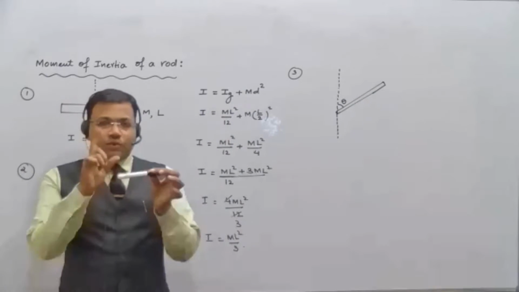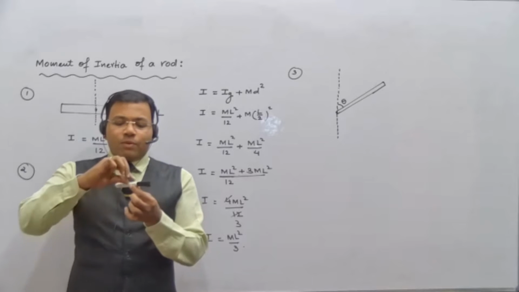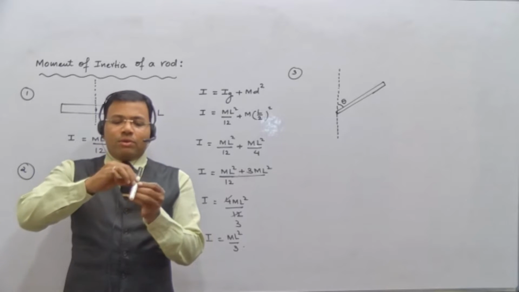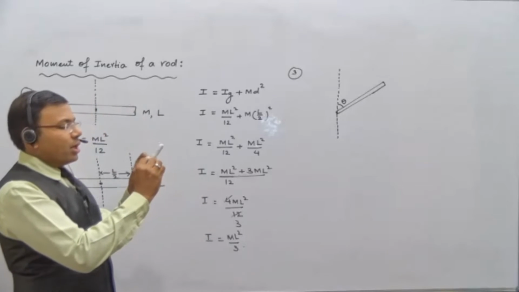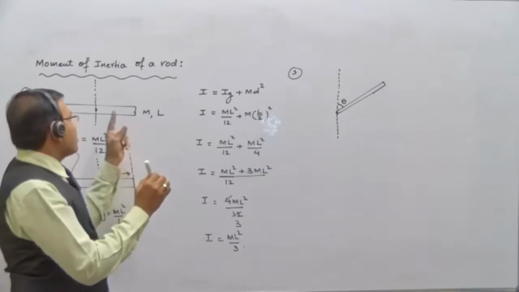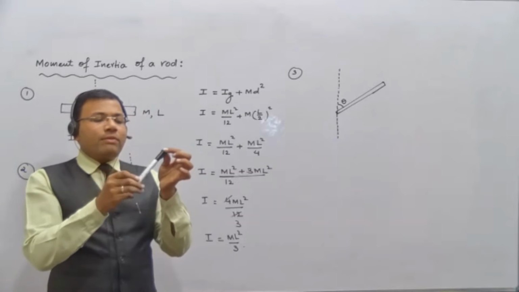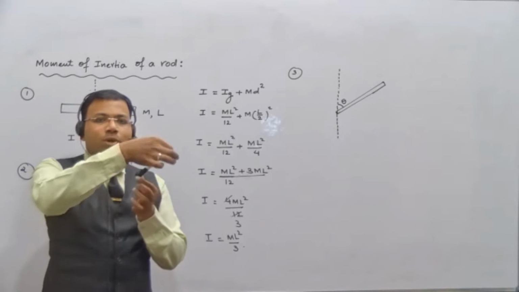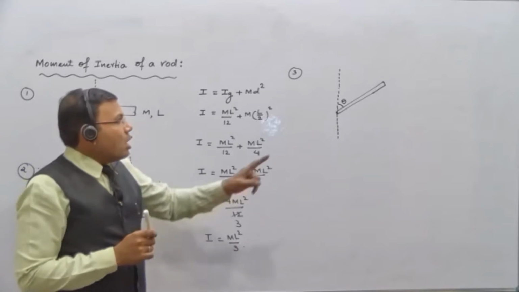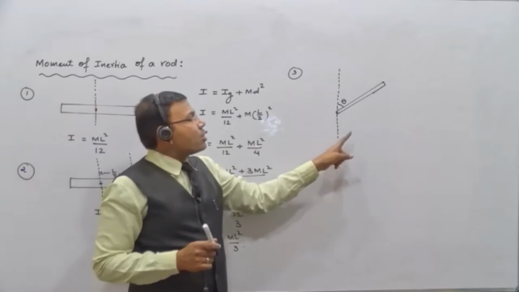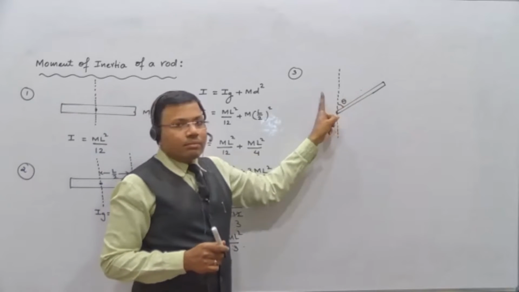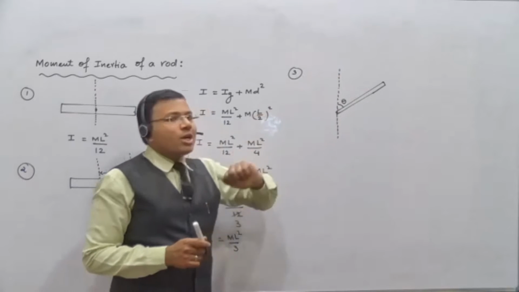Like in the first situation, we are rotating from the midpoint like this. You can see clearly I am rotating the rod like this, from the midpoint. This is the first situation. The second situation is I am rotating from one end like this. Are you getting? Like this I am rotating. In the third situation, this is the axis of rotation, so it is rotated like this. So what is the moment of inertia under this situation?